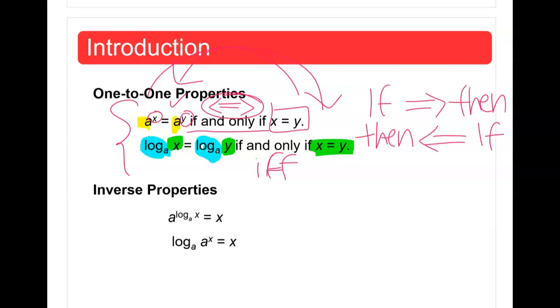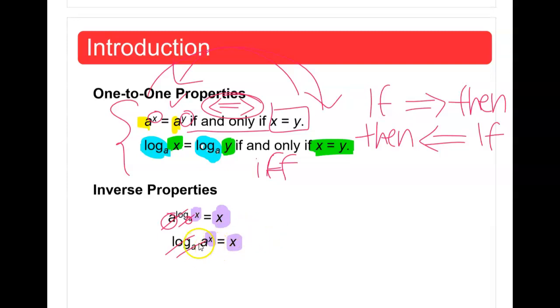Okay, so the inverse properties. We have this one: if you have a number, that's the base, being raised to an exponent that happens to be a log of the same base, then that will undo each other, and the answer will just be whatever the argument was for that logarithmic expression, which is x. And then we have the other inverse property. If you have the log of a number, in this case the number is a, and the base of the log matches that a, then the answer becomes whatever the exponent is there.